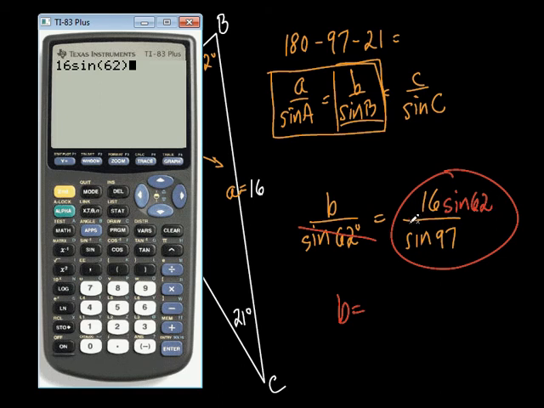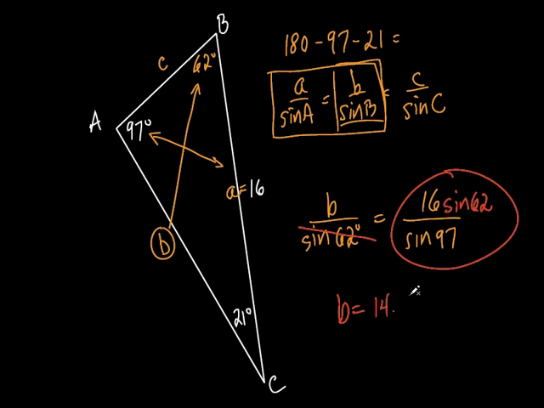And then divided by the sine of 97. So I hit divide by and then the sine of 97. And I like to close that parentheses. And then hit equals or enter. And there's my answer, 14.2. I'm looking at the example and it says rounded to the nearest tenth, so we'll make it 14.2. All right. And that's what side B is right there. That's 14.2. It's not so hard, is it?